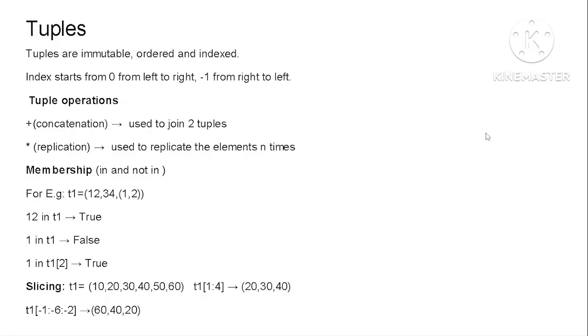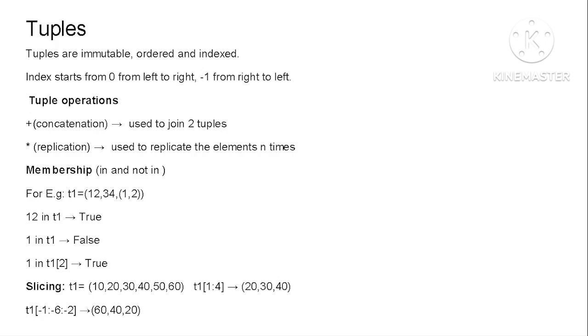Let's see what tuples are. Tuples are immutable, ordered and indexed data types. Tuples are similar to lists except that tuples are immutable, which means you cannot change the value of one particular element inside the tuple, which will cause an error because it is immutable.